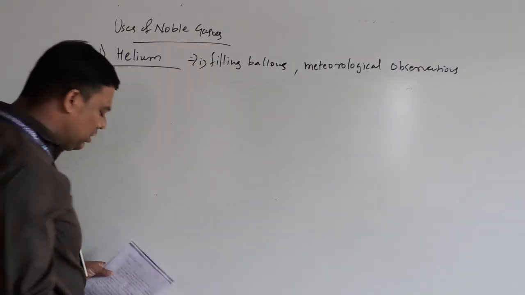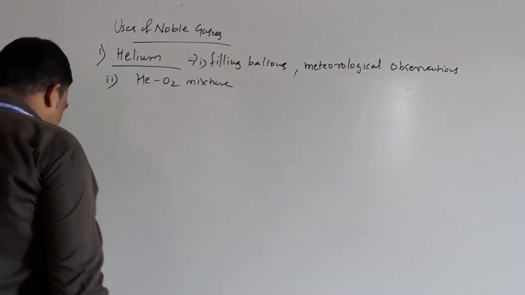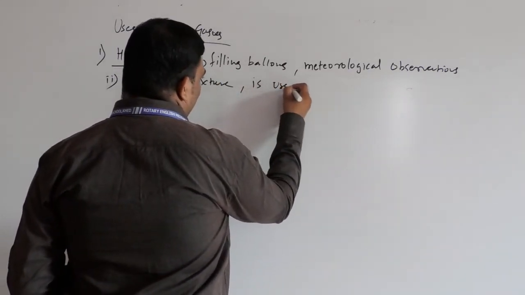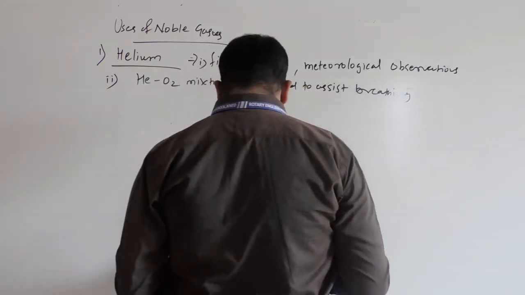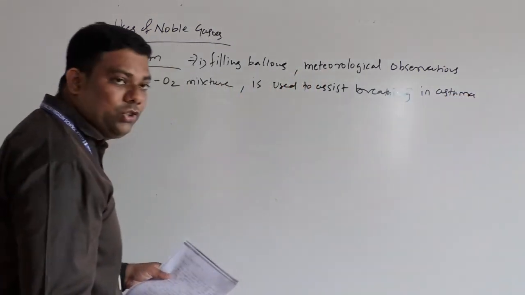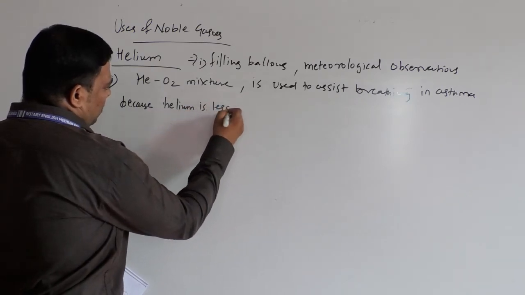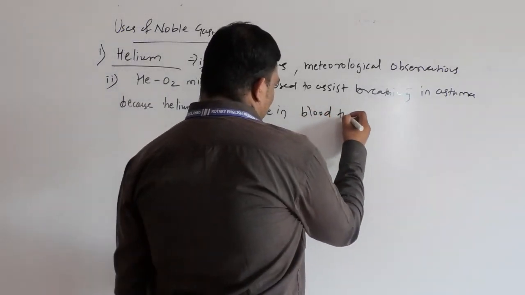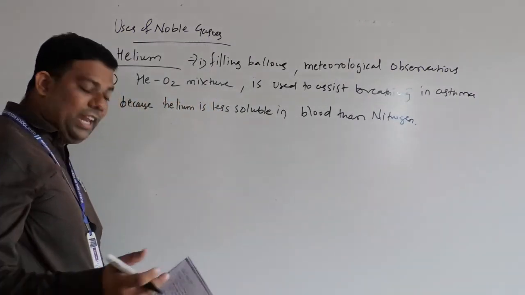Now we talk about the uses of helium. The helium-oxygen mixture is also used to assist breathing in asthma, because helium is less soluble in blood than nitrogen.